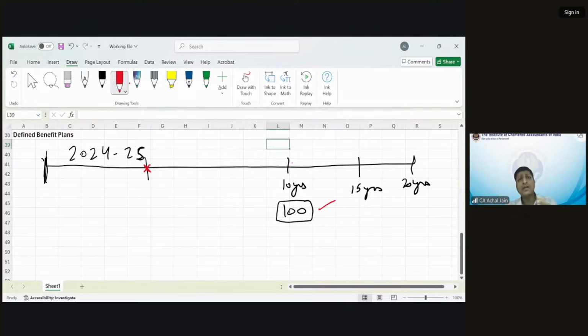Now, let's suppose you estimate this liability to be 100 and you record this liability in 24-25. Each year, what will happen? Next year, 25-26, when you estimate the amount which is payable at the end of 10th year, will it continue to remain 100? Answer is no. It may increase. Maybe it becomes 110. Why?